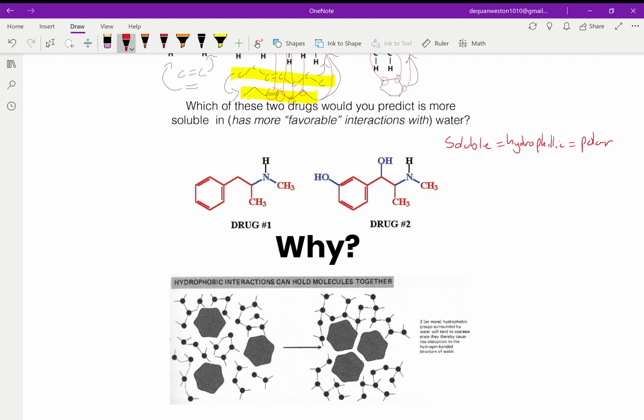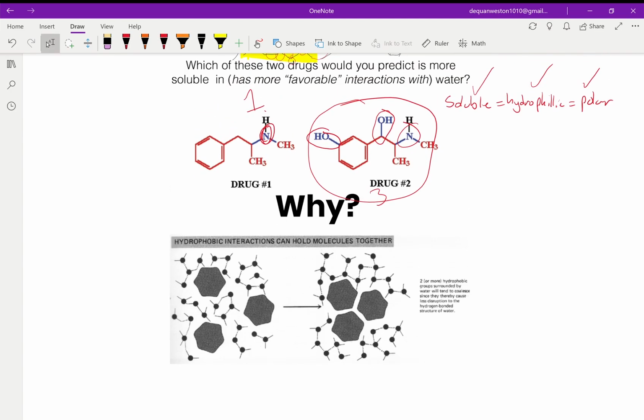So when we look at this, what is the polarity we see? Okay, so we have some polarity around this nitrogen. Okay, so we'll say one region of polarity. So we go over here. We have one region there, one region there, one region here. 3. So this one is obviously more polar, so it's more hydrophilic, which means it's more soluble.